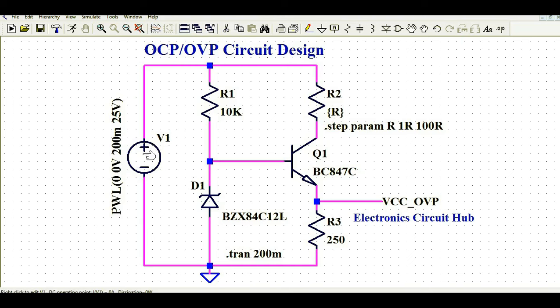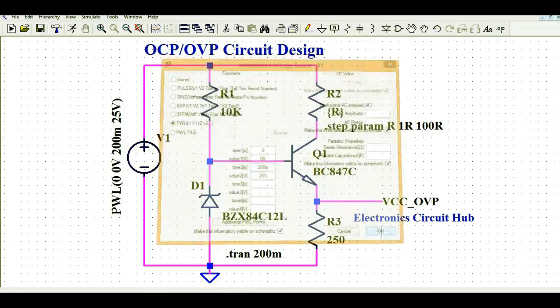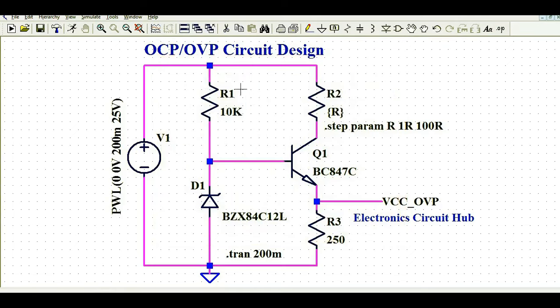So this is voltage source V1. If I right click on this voltage source V1, at time 0 milliseconds my voltage is 0 volt, and after 200 milliseconds my voltage will ramp up to 25 volts. So I am using a PWL signal here. Now if you look at this side, this is the current limiting resistance R1, which limits the current of your Zener diode D1, and it also limits the base current of your Q1. So this R1 helps in limiting the current of the Zener diode and the base current of Q1.